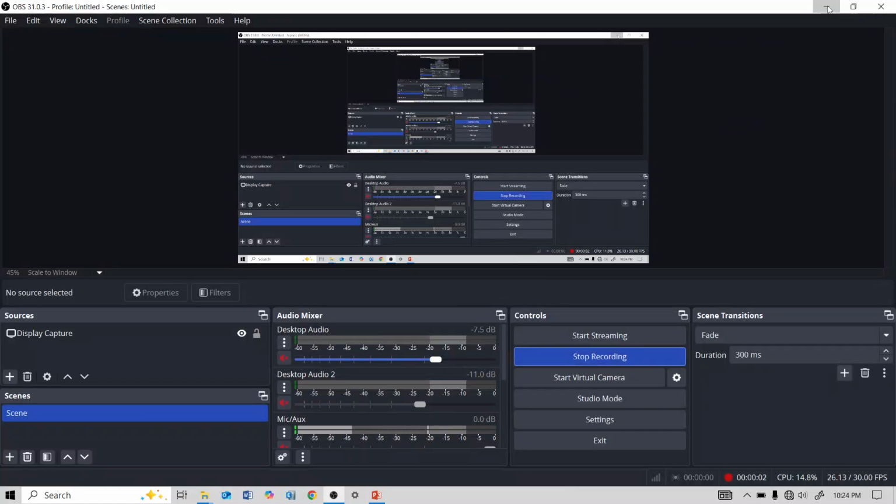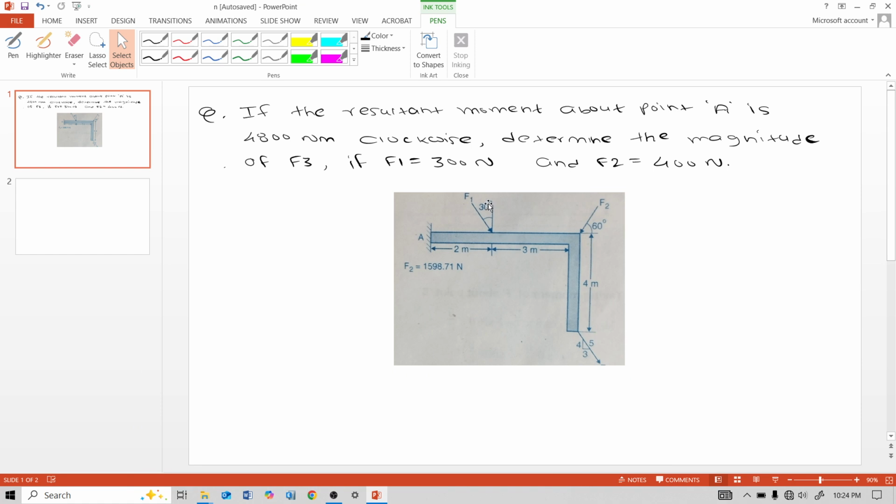Hello all. Today in this video lecture we will see force couple system chapter numerical. So we will read this numerical first. If the resultant moment about point A is 4800 Newton meter clockwise. So see here, this is point A and it is fixed here, and at point A they told us that the resultant moment is 4800 Newton meter clockwise, that's why it is positive, and determine the magnitude of F3.